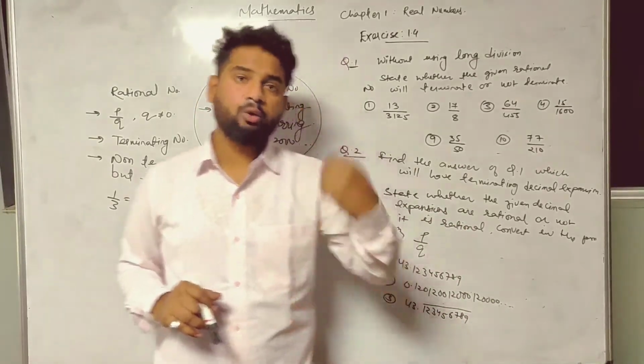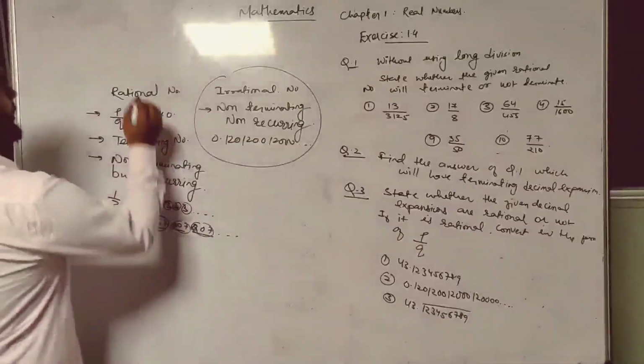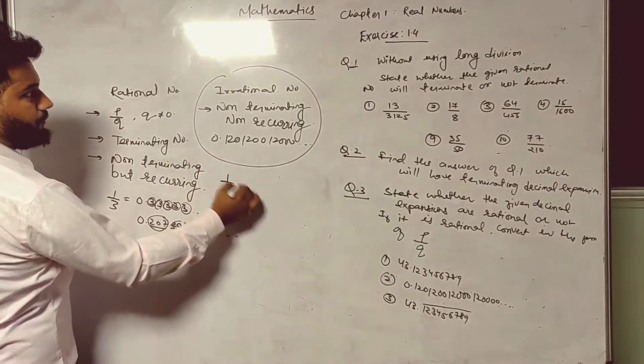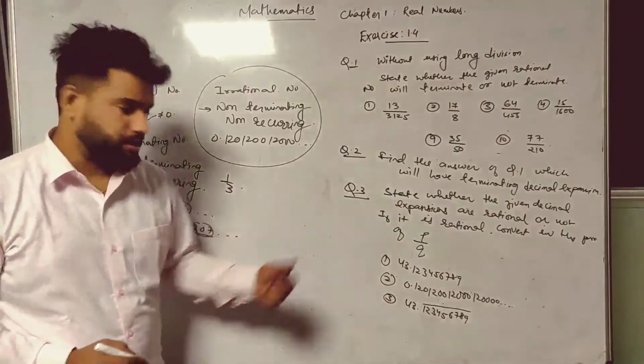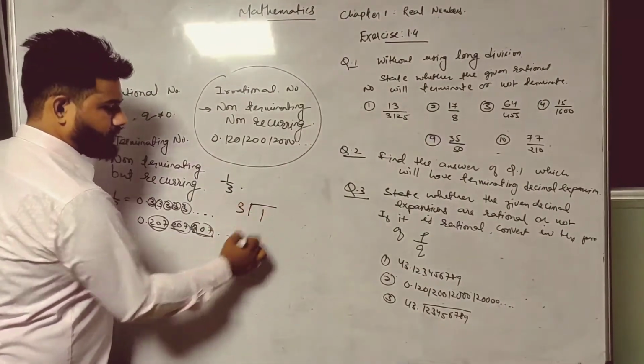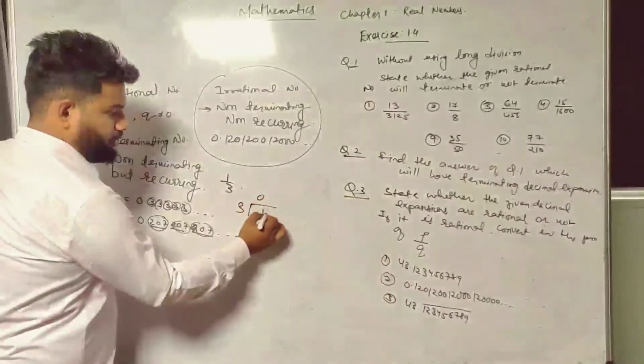First method, you can do the long division. For example, 1 by 3 is there. Do the long division by dividing 1 by 3. Here we will put 0. Here 0 will come.